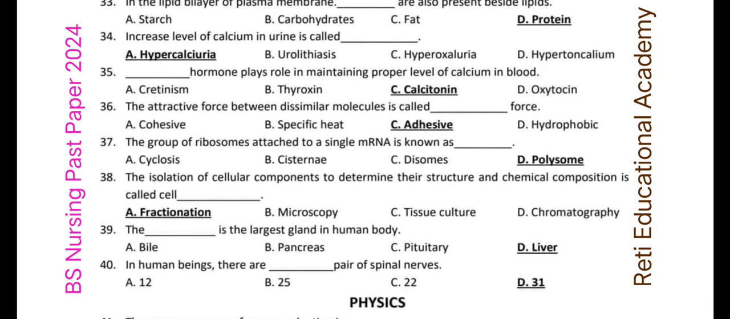Question number 37. The group of ribosomes attached to a single mRNA is known as polysome. Question number 38. The isolation of cellular components to determine their structure and chemical composition is called cell fractionation. Question number 39. The liver is the largest gland in human body. Question number 40. In human beings, there are 31 pair of spinal nerves.